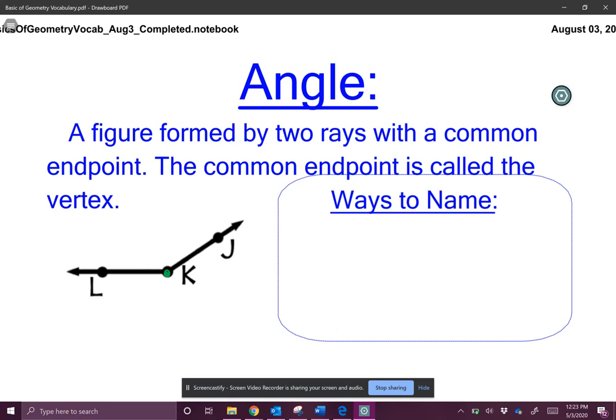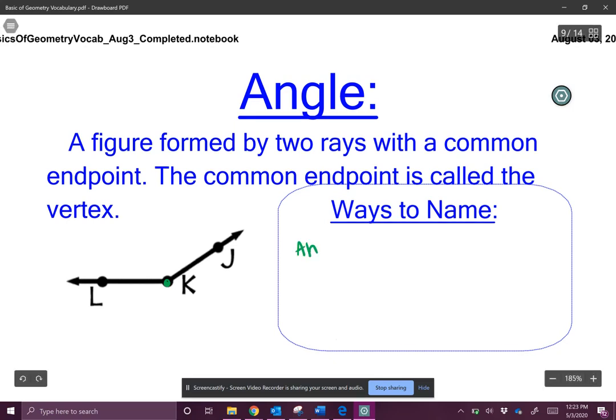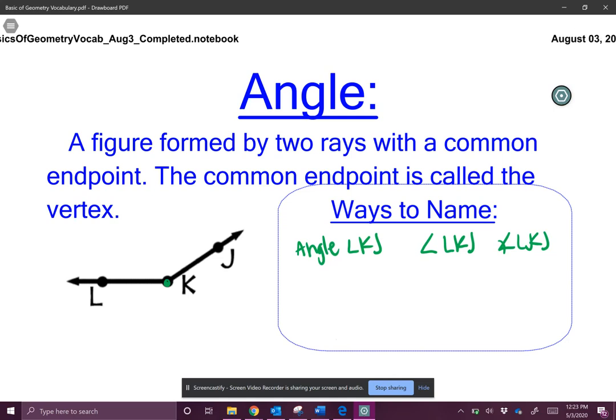So there's a few different ways to name this angle. We could say that this is angle LKJ, and how we would write that is our angle symbol, which kind of looks like a tilted L, LKJ. Some people write a little line through it like this. They draw a little arc symbol through there as well. That's how I was taught. Sometimes you'll see that in books and practice problems.